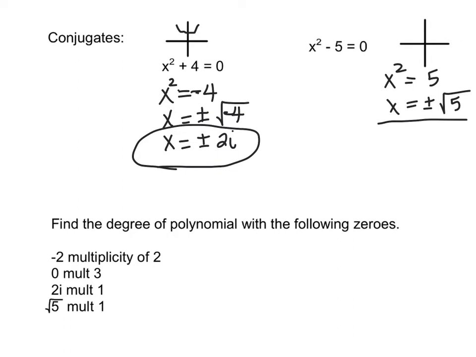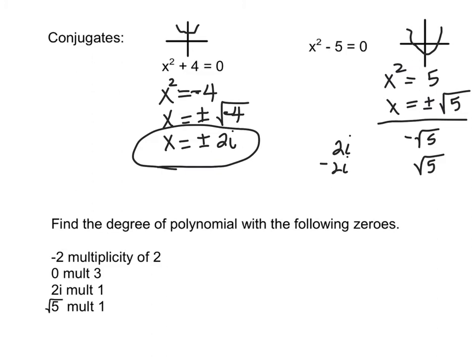So if they only list 2i, you also know that negative 2i is a factor. If they only list this negative square root of 5, you also know that square root of 5 has to be an answer. And the square root of 5 is about 2.25. So it does cross the x-axis. It just doesn't do it at a whole number.